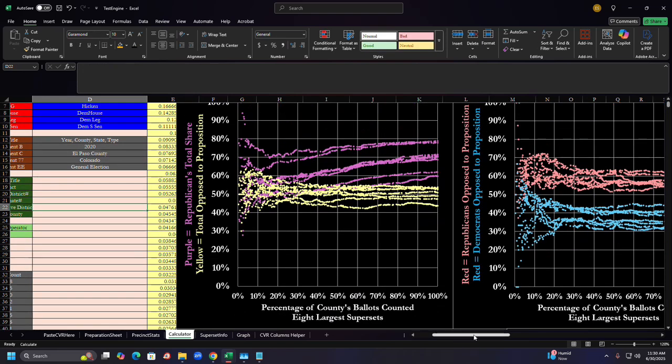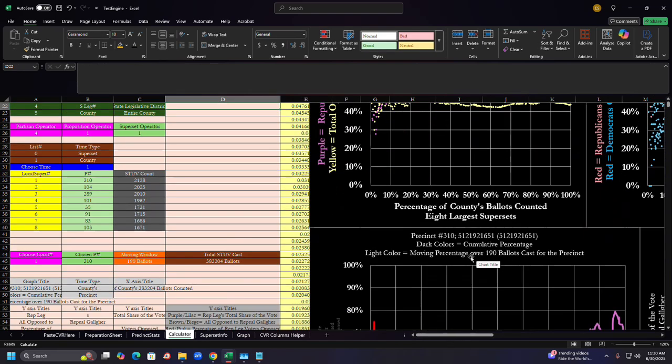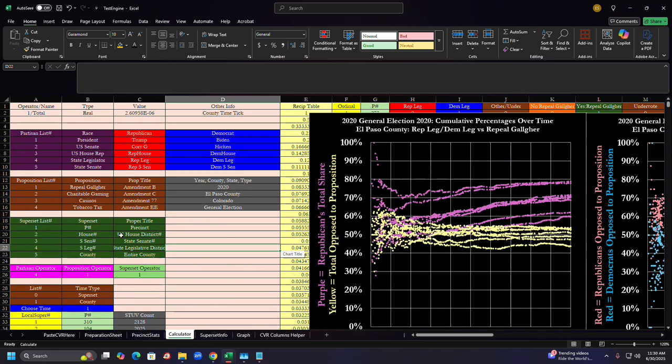And then what we're going to do, and this will automatically update all the graph titles, you're going to choose which Democrat and Republican race you want. So let's put Trump there, which is Partisan Operator 1. So this is cell A26. You're saying, I want the Democrat and the Republican to be from the presidential choice on the ballot. So that's Trump versus Biden. And we want to look at Proposition B, the repeal of Gallagher. So you put in Proposition Operator in B26 1, because the proposition list says that repeal Gallagher is number 1.